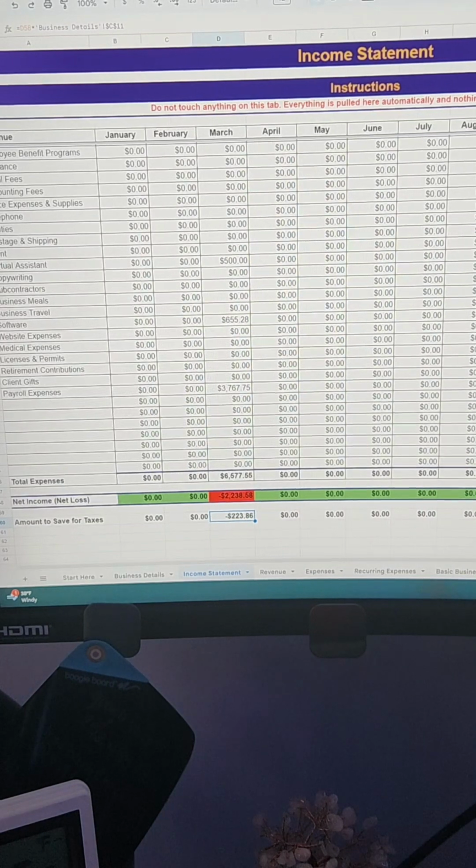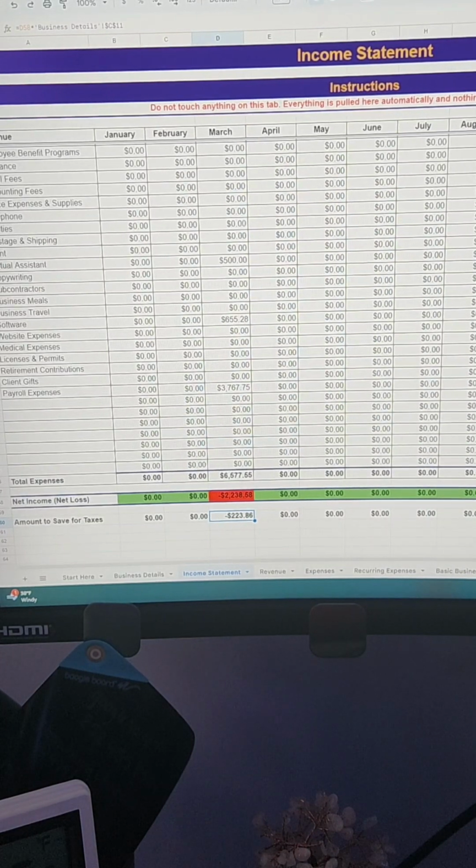You could set this money aside or make sure it's already in your bank account so that when it comes time to make estimated tax payments, you already have the money set aside.